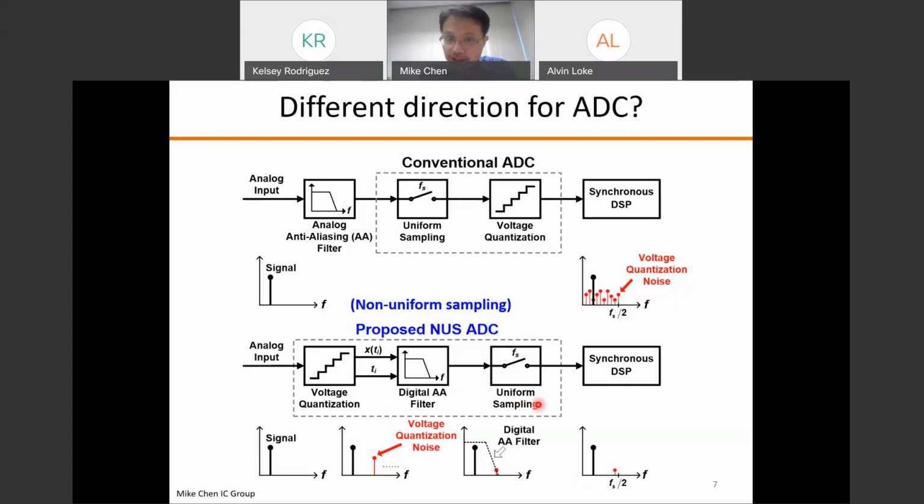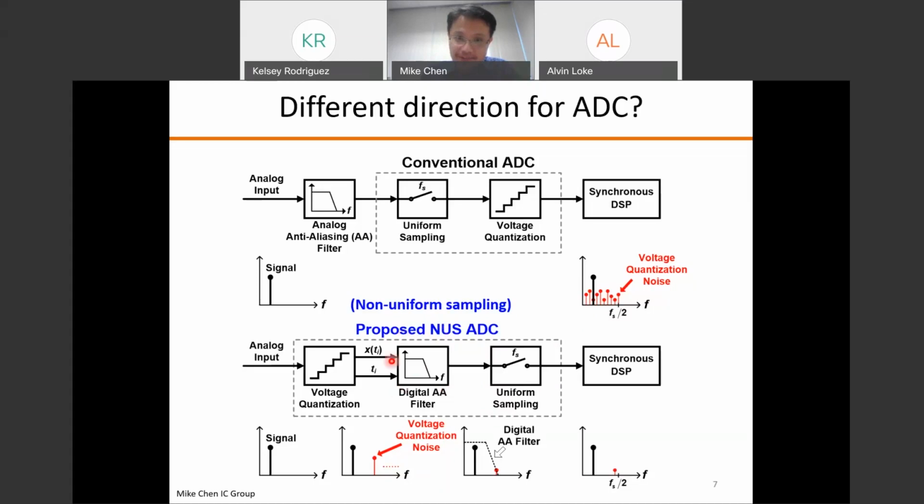And that is true, right? So if you don't do anything, you just do voltage quantization and you just perform uniform sampling, unfortunately, it will be exactly the same as before, right? So all the noise will get folded between DC to FS/2. And therefore, we really have to do something in between, right?